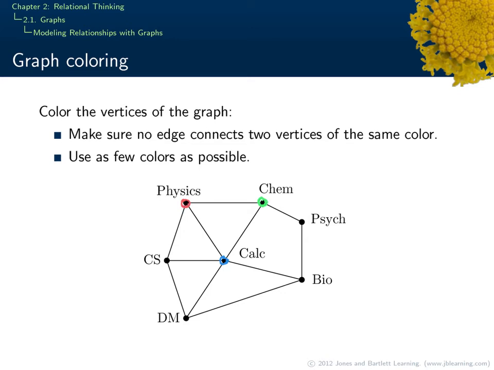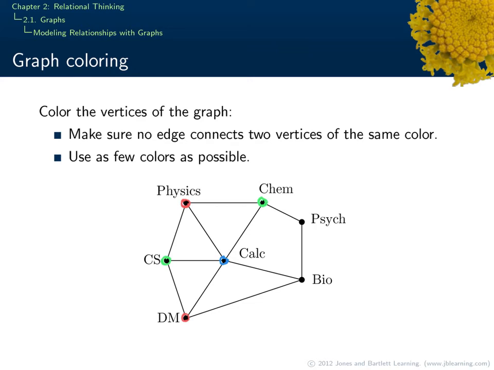We color that red. Now say we move down to CS. Well, it's connected to both calc and physics by an edge, so I can't color it red or blue, but I could color it green because there's no edge joining CS, say, to chemistry, right? So I can color that green. Moving downwards to DM, which I guess is discrete math, I know that I can't color it green or blue, but I could color it red.